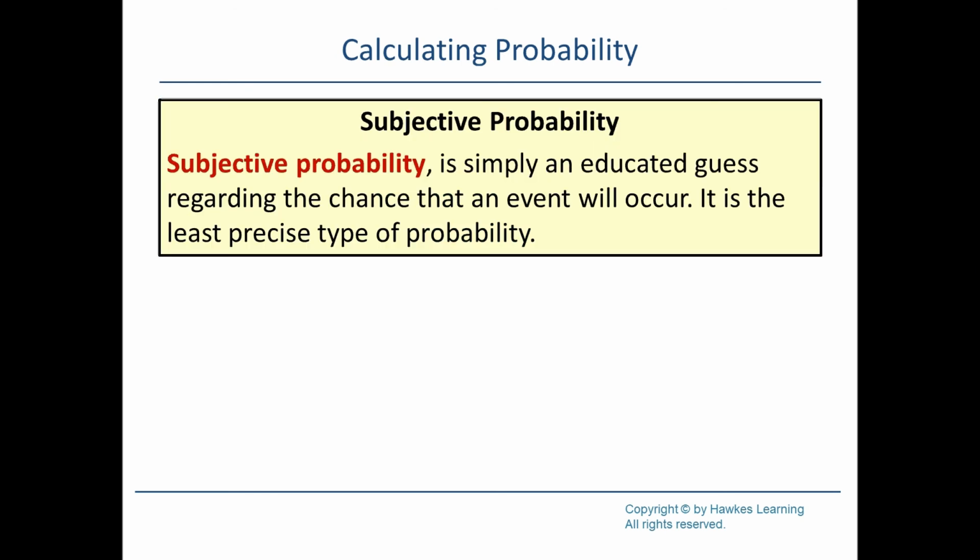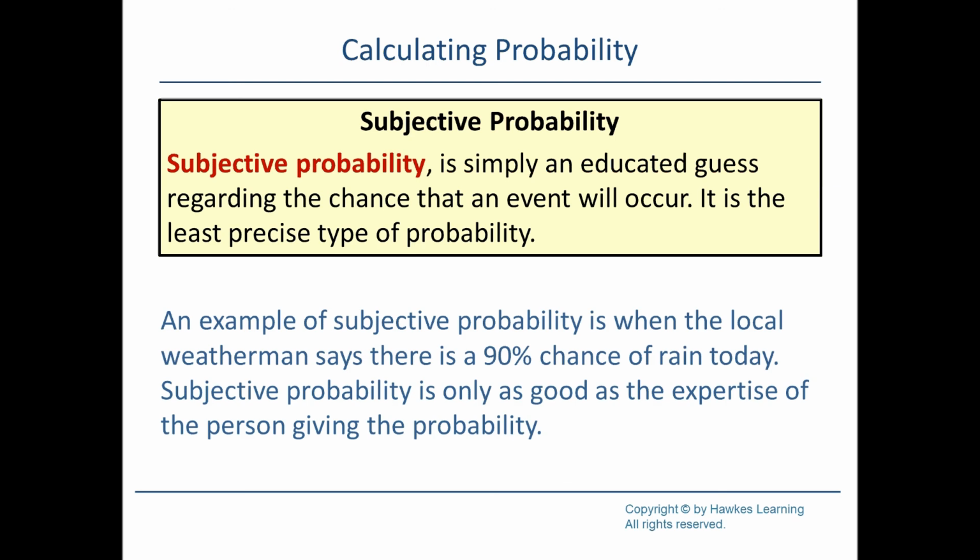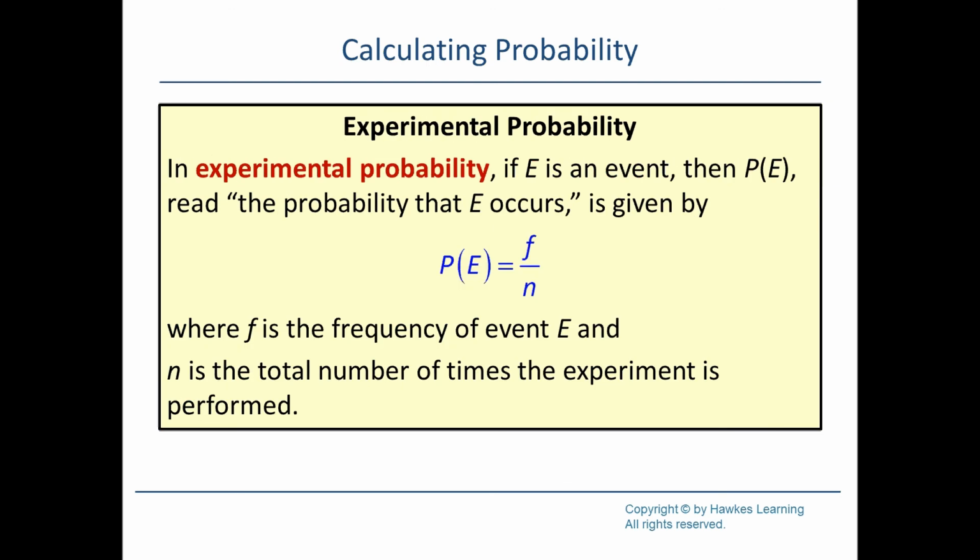Subjective probability, according to Hawks, is simply an educated guess regarding the chance that an event will occur. This is Hawks. This is not reality, but you won't understand the reality until you get into a future stat course. And again, subjective probability or Bayesian probability will be the most useful. But we're not there yet.